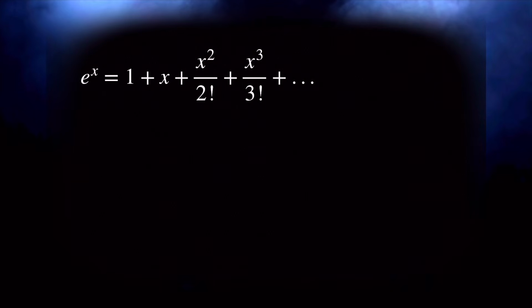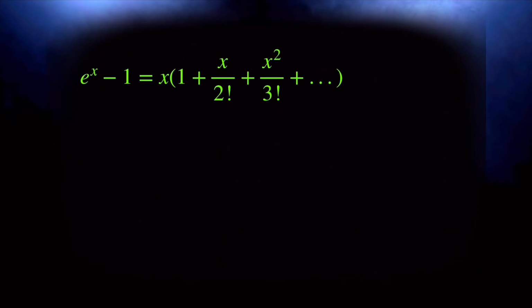Alright, let's start with the transcendental function e to the x and its beautiful power series to create its continued fraction. The first step is we're going to take the 1 in the power series and subtract it to the other side. Then on the right hand side we're going to factor out the leading term x, which will then leave a new infinite series. As a result, we'll call that new infinite series a of x.